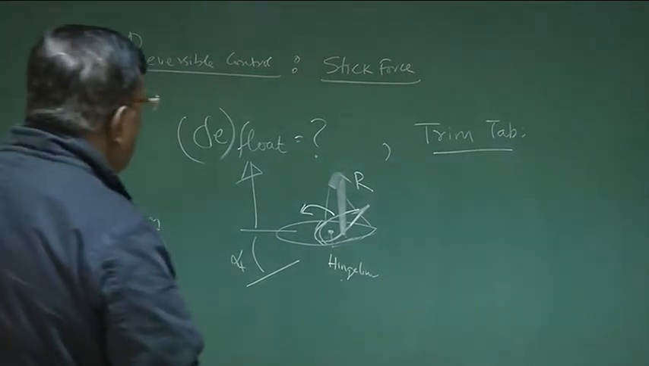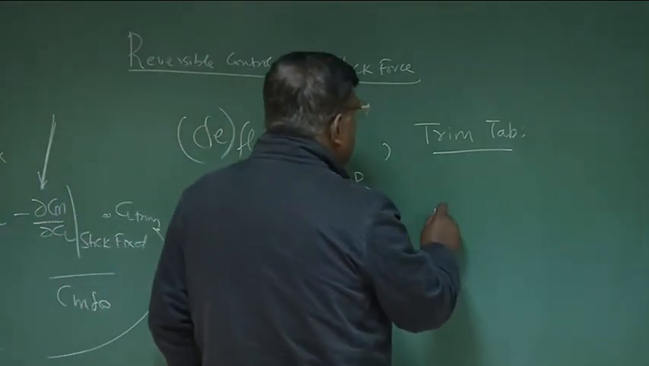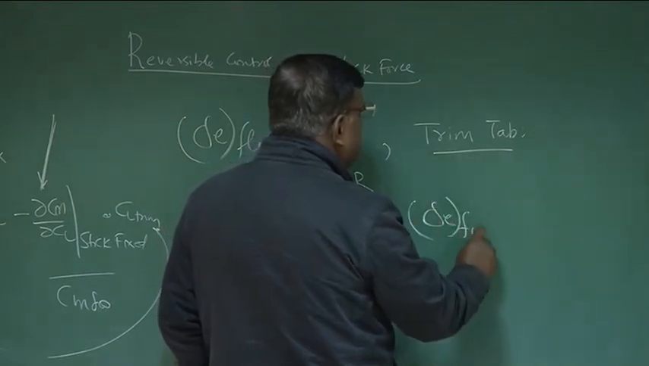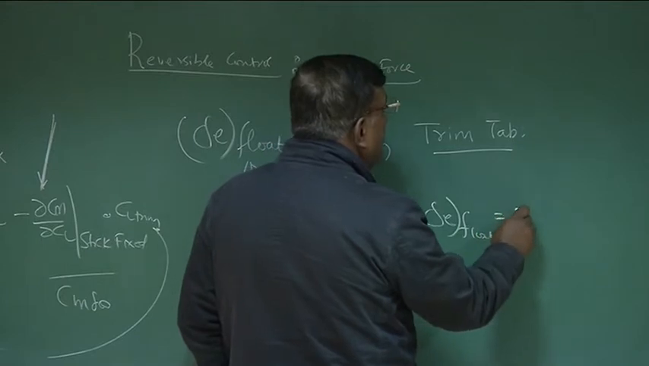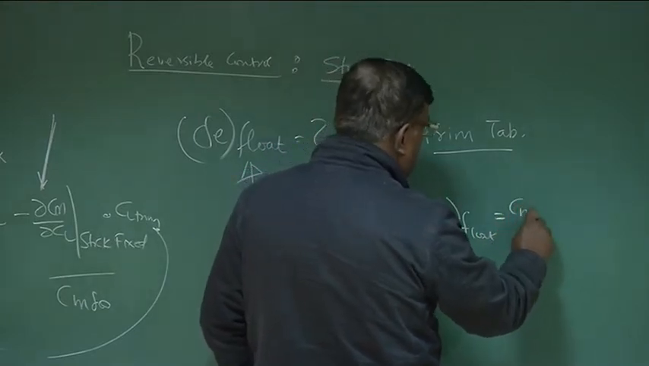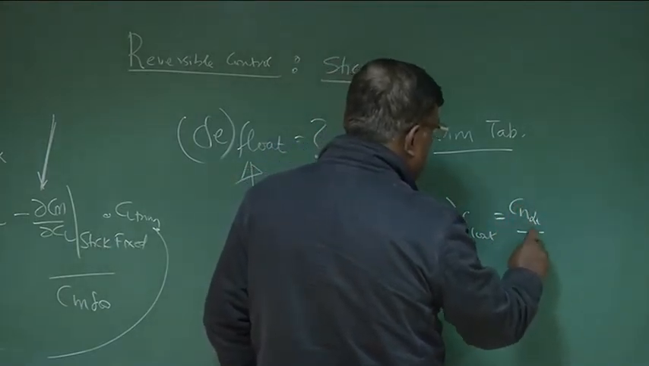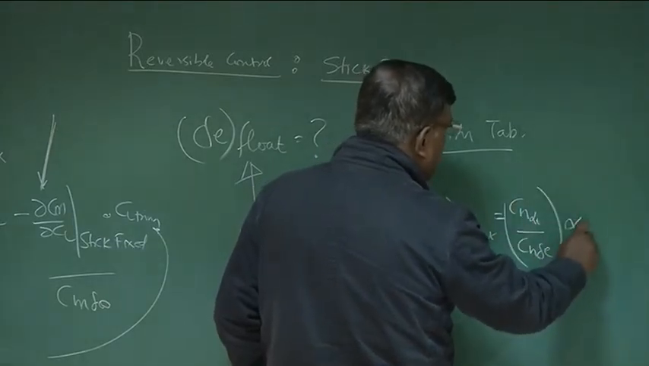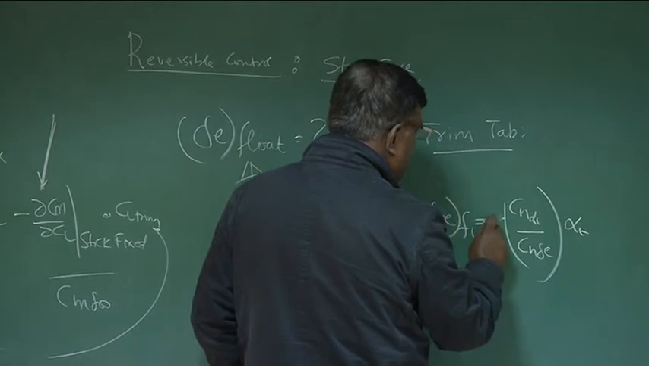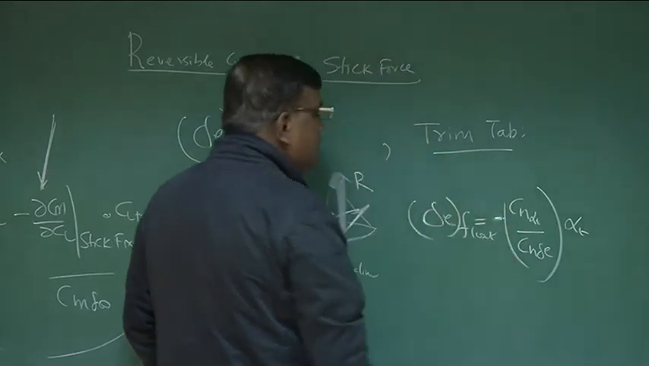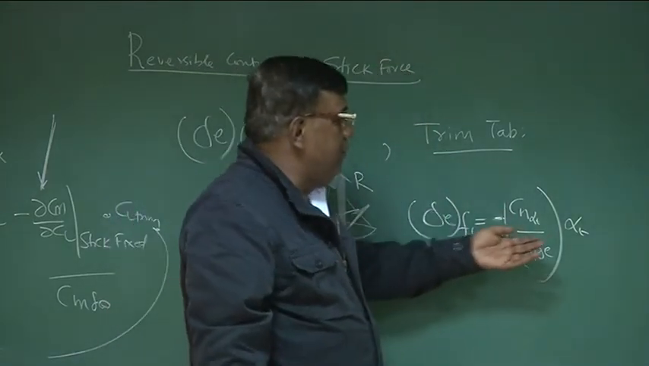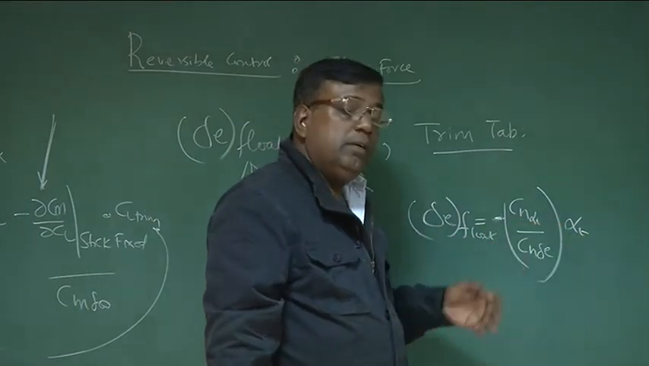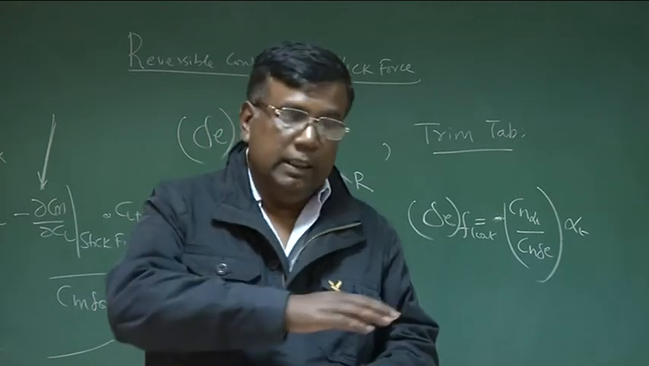And we know that this delta E float is nothing but minus CH alpha tail by CH delta E into alpha tail. And of course, there is a minus sign, right? Which tells us for a positive alpha T, there are negative floats. So for positive alpha T, the elevator will float like this, okay?